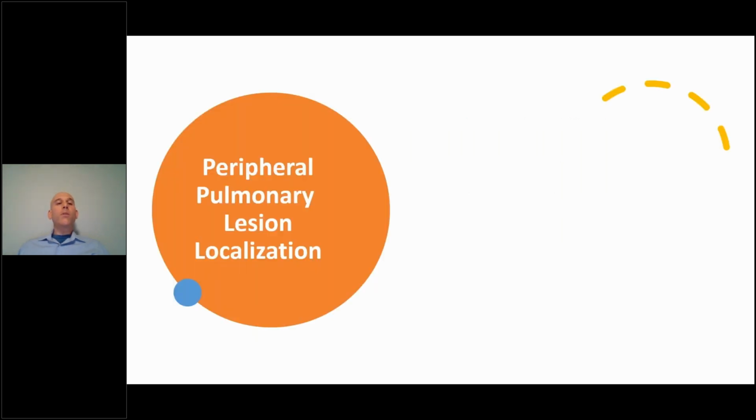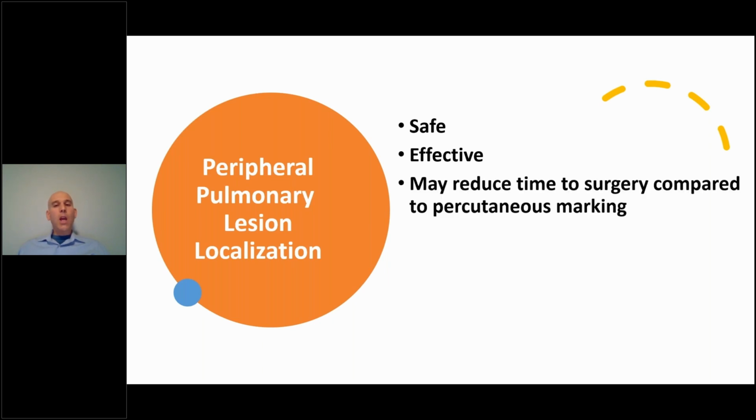So when we sum up peripheral pulmonary lesion localization, I think the things I want to emphasize is that data has shown both from individual studies and from meta-analyses that it's a safe procedure. It's effective. We're able to do it pretty well subjectively, and if we try to start teasing out some objective metrics, at least one study shows that it may reduce time to surgery compared to percutaneous marking. I think that's a big deal because the more time that patients are waiting, we want to move them through the day with efficiency, certainly, and whenever we're able to.